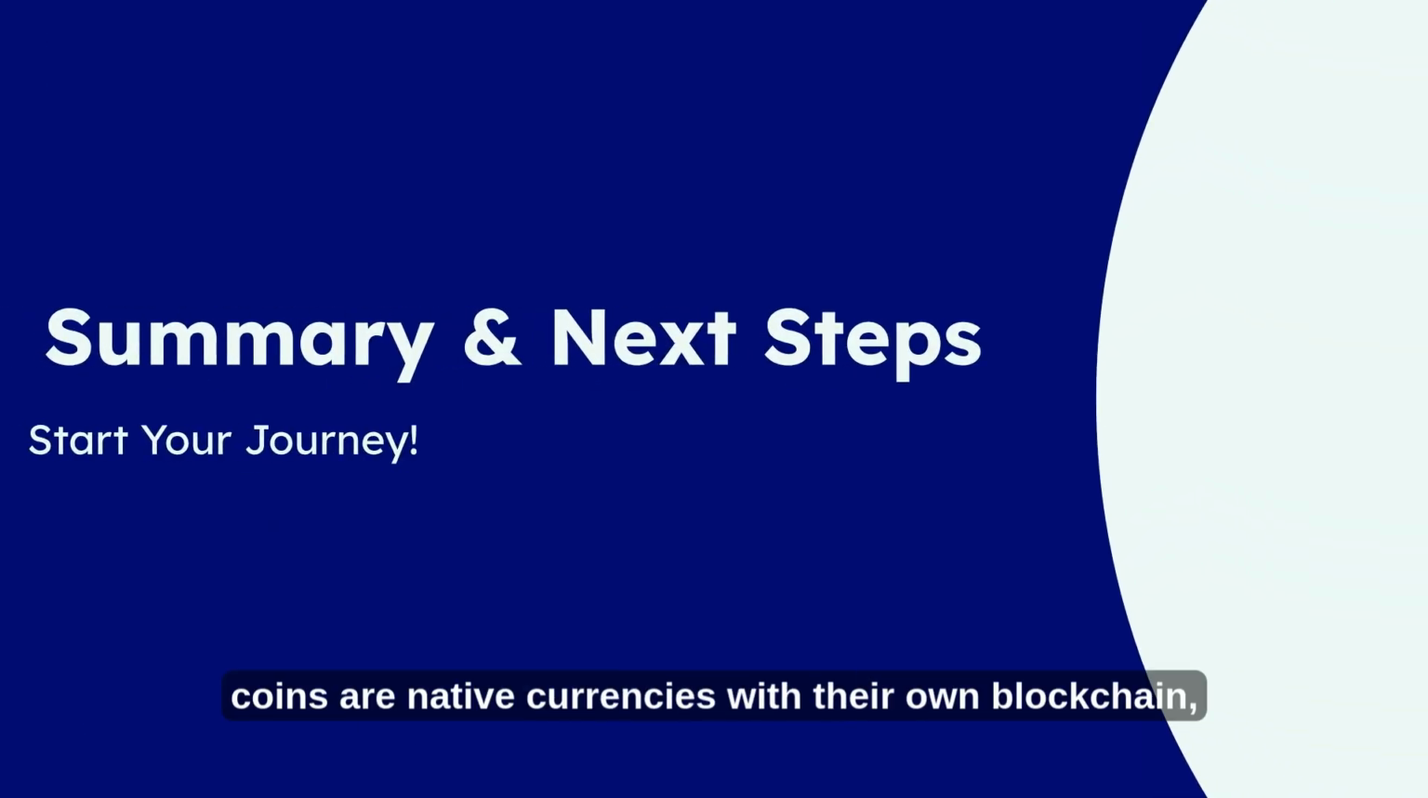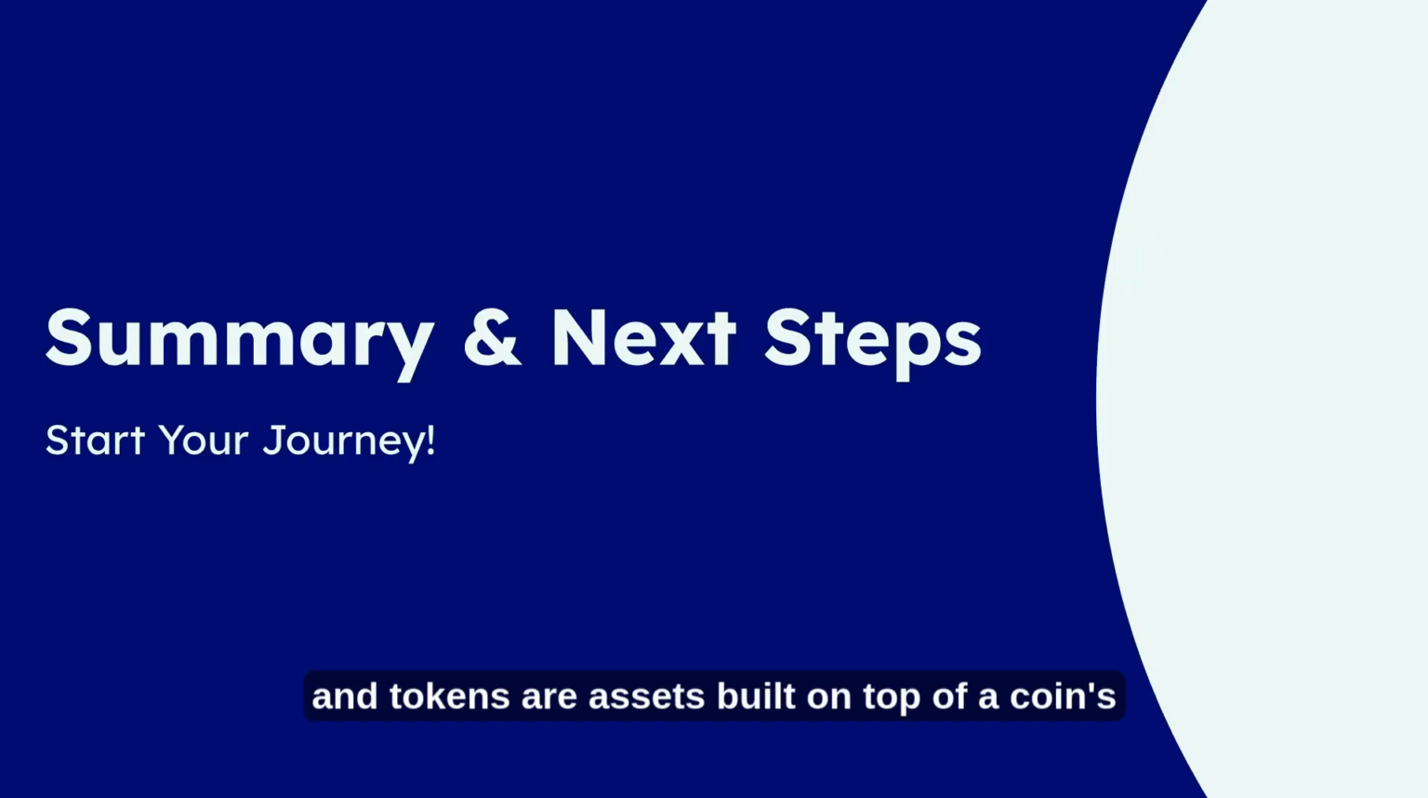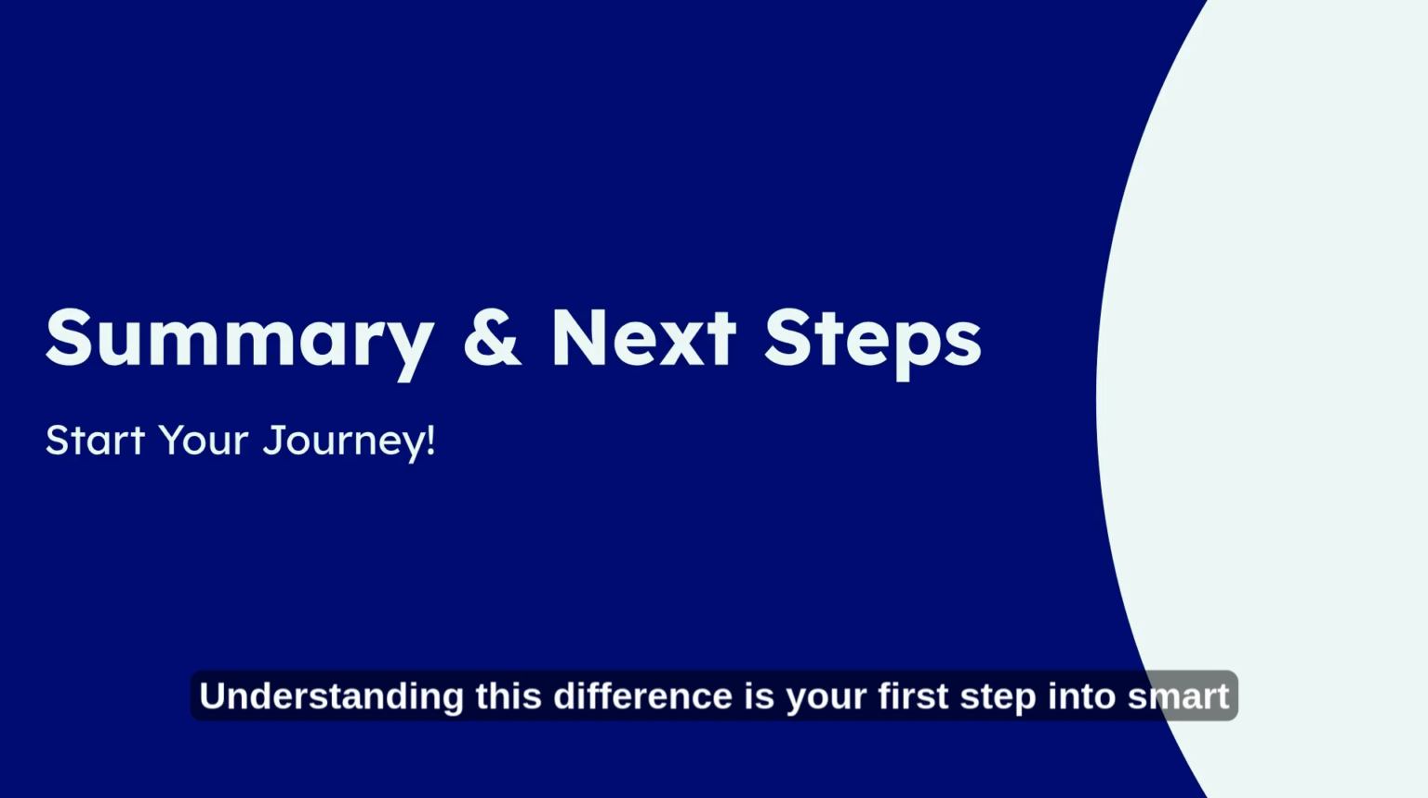To summarize, coins are native currencies with their own blockchain, and tokens are assets built on top of a coin's blockchain. Understanding this difference is your first step into smart crypto engagement.